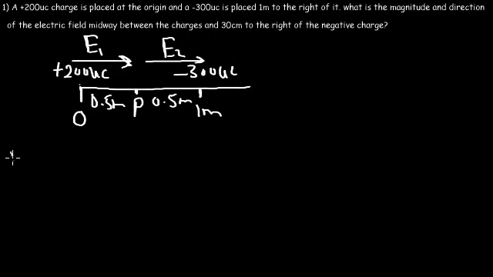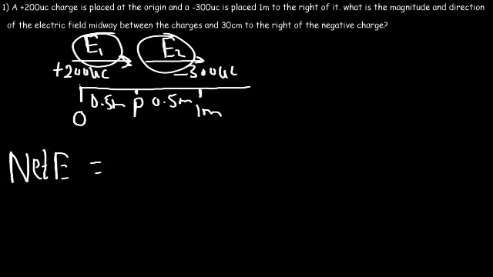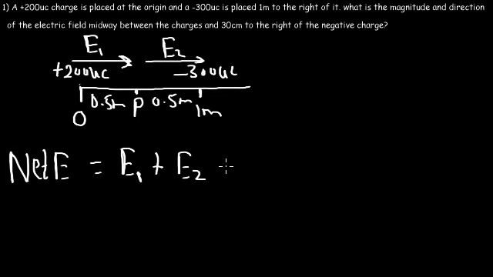So now my main goal is to find the net electric field. The net electric field will be the sum of the two other electric fields, so E sub 1 plus E sub 2. A question I would like to ask you is, what equation should we use to find the respective electric fields, E sub 1 and E sub 2?